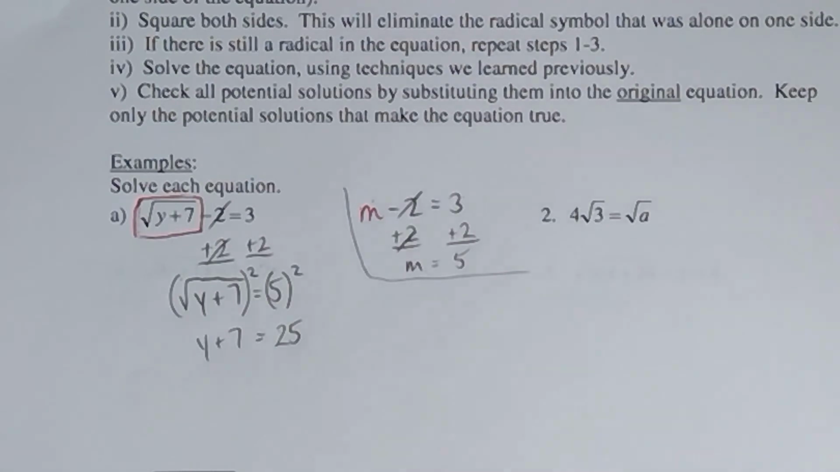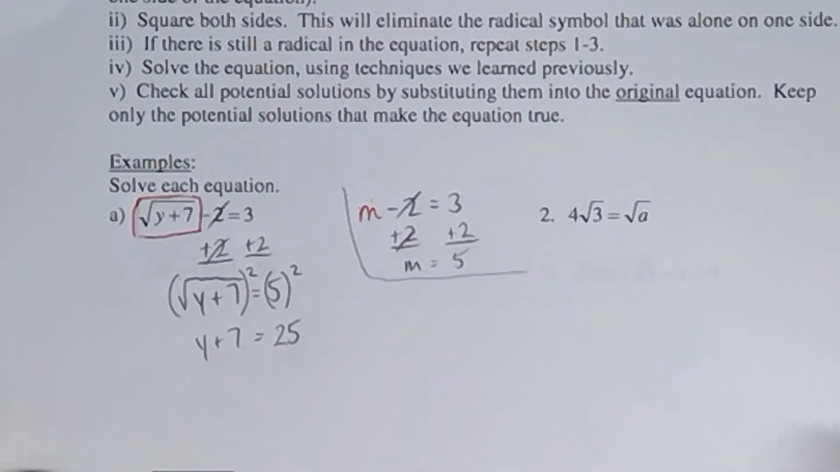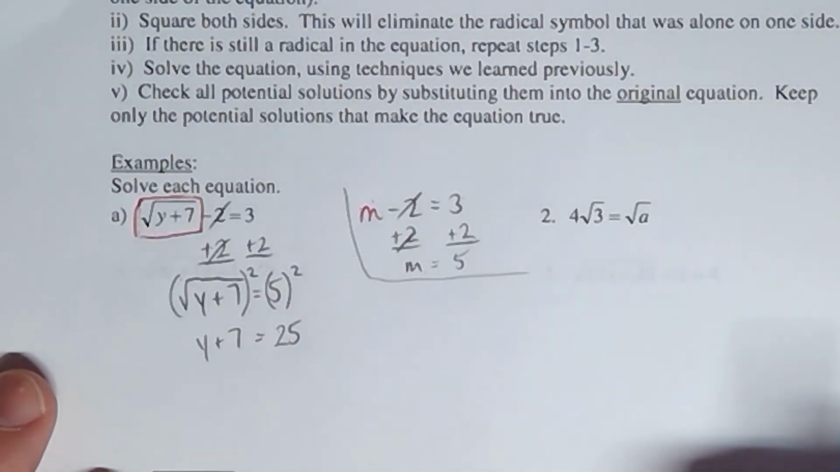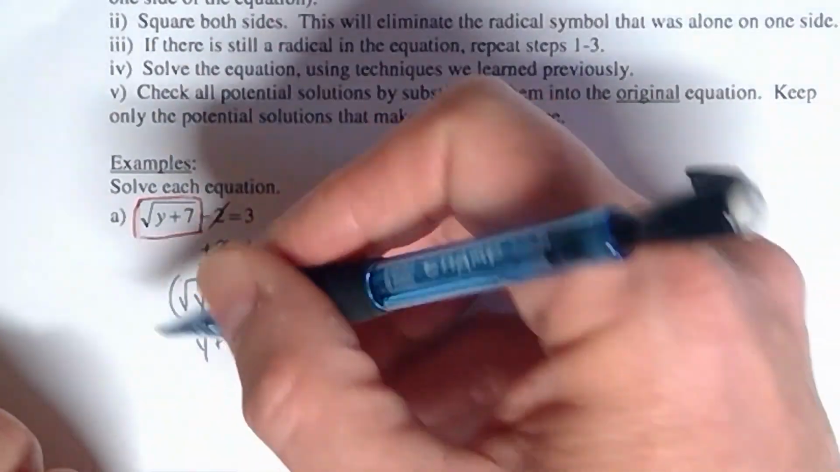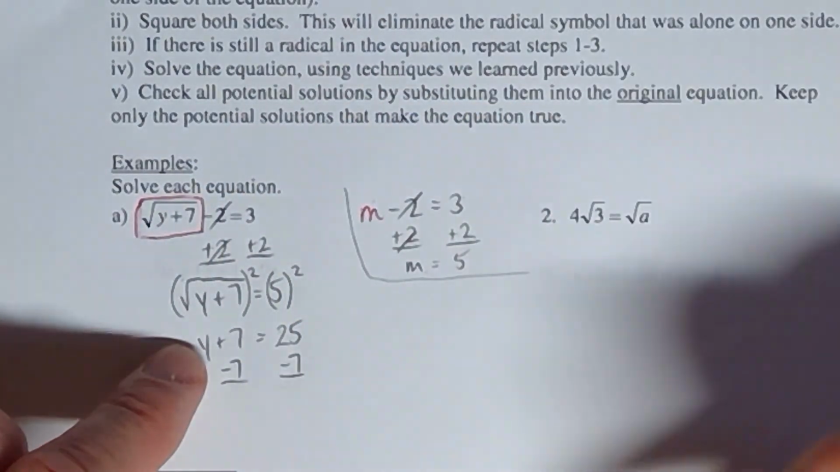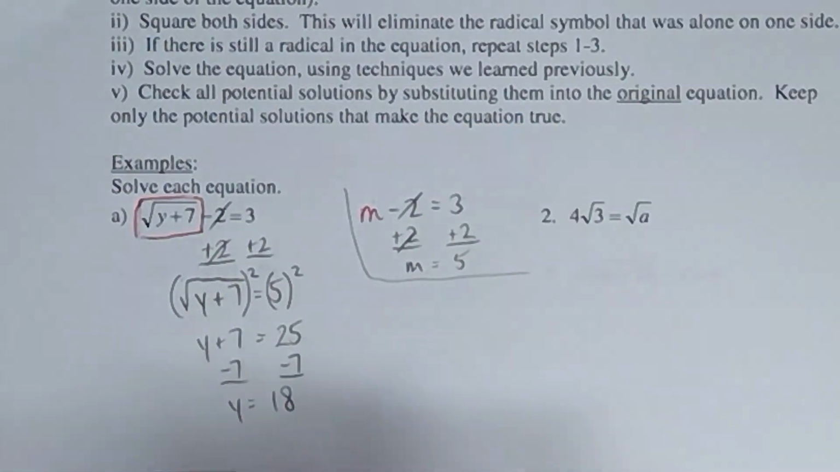You're either going to have a linear or a quadratic equation after you get rid of that radical. We then solve it accordingly. Since this is linear, I'll use my linear rules, and that means to move the 7 and the 25 to the opposite side of where the y term is. And we get y equal to 18. Done. Don't circle that yet, though.